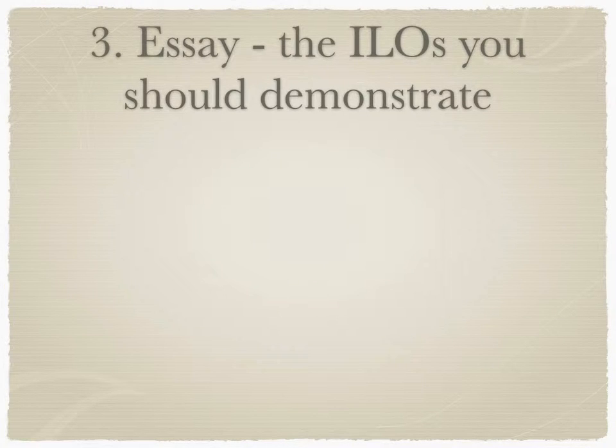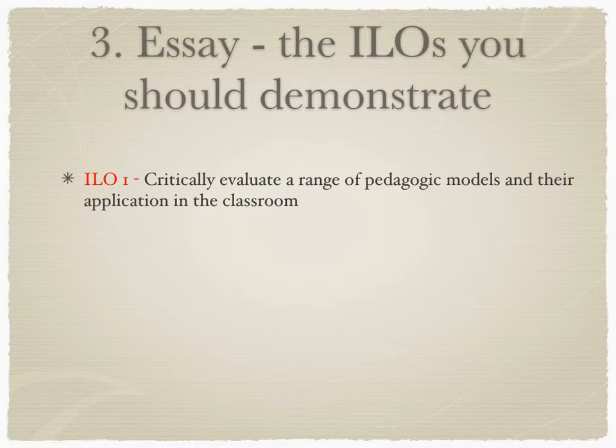So you have to show all three in the assignment. And I'm going to unpack them for you a little bit. So the first one is to critically evaluate a range of pedagogic models and their application in the classroom. Now, all three learning outcomes basically have the same structure, so let's get really clear about this. The first thing is we have to be writing about, don't forget that the module is called Linking Theory and Practice, right? So we have to be writing about certain ideas, models, theories, however you want to think of them, that you've actually put into practice.